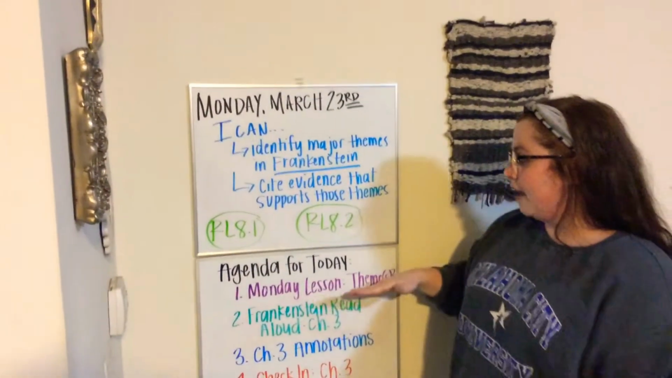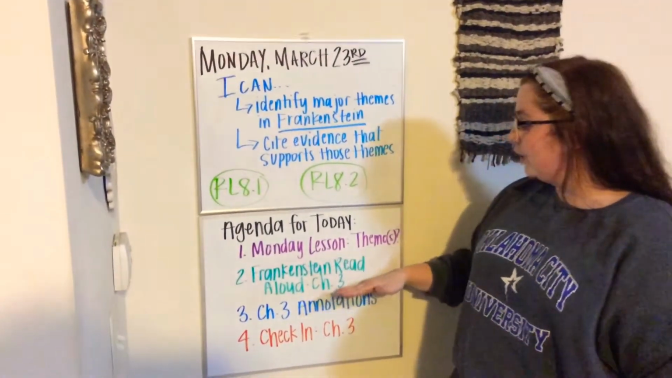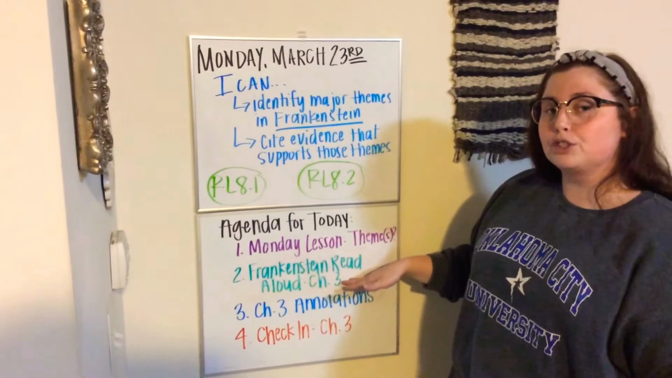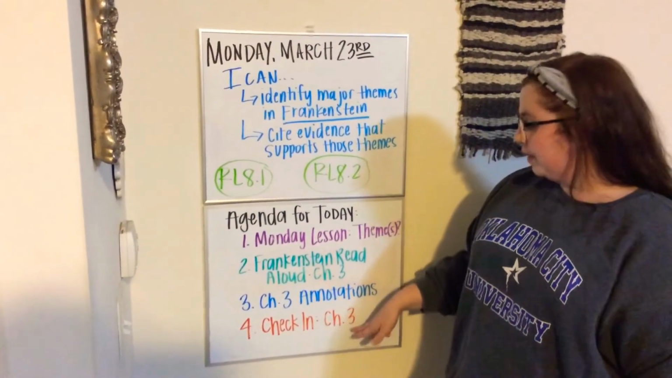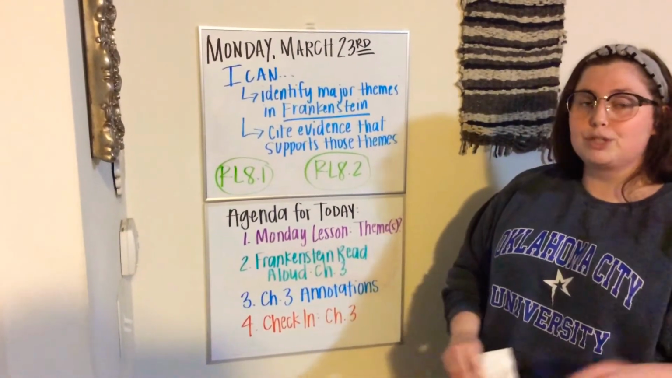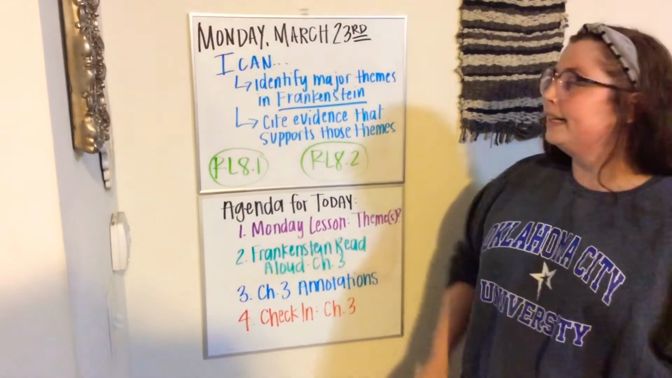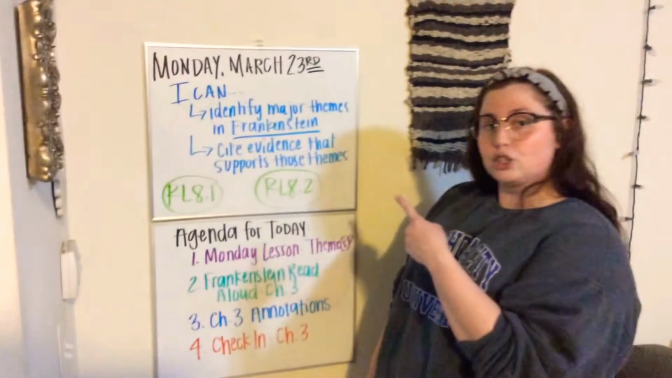So today you're going to have a lesson on themes. Then you're going to do the Frankenstein Read Aloud for Chapter 3. Then we're going to annotate Chapter 3 together. And then you'll have a check-in for Chapter 3, which is just a quick Google form, okay? So today's Monday, March 23rd.